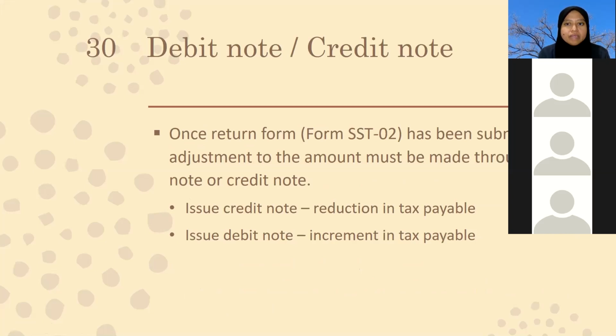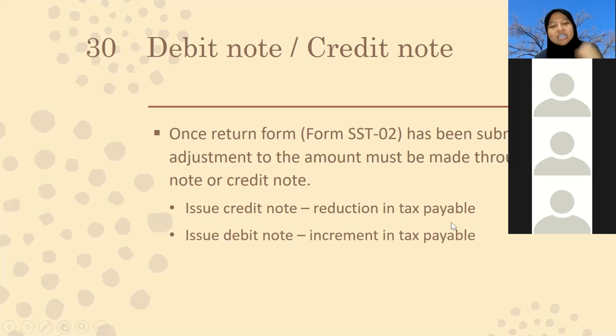Okay, and on the use of debit note and credit note, once the written form has been submitted, any adjustment to the amount must be made through a debit note or credit note. Okay, so sometimes the amount of sales tax or service tax needs to be adjusted. Maybe your customer returns the goods. So when the customer returns the goods, that means there is a reduction in tax payable. By the way, from an accounting point of view, you also need to issue a credit note. So that credit note will also be used to adjust whatever sales tax or service tax has been paid, right?